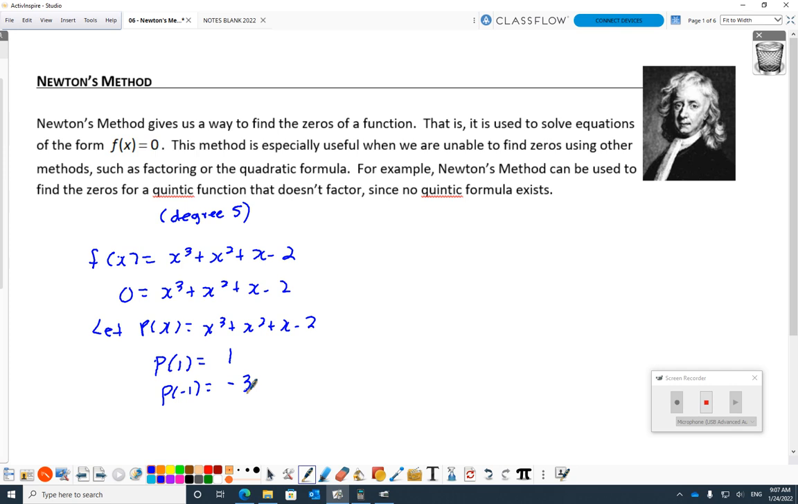Then I try p(2). Because maybe I remember that the only things that can work are things that divide into the 2. You know, those are the only possibilities that can even potentially work. And I get 8, 12, 14. I get 12.